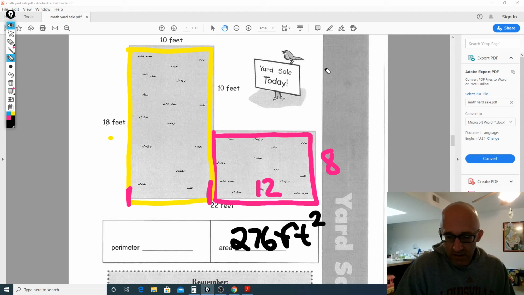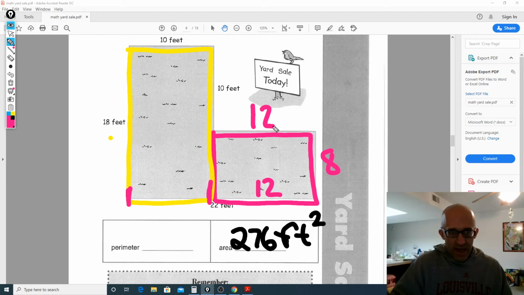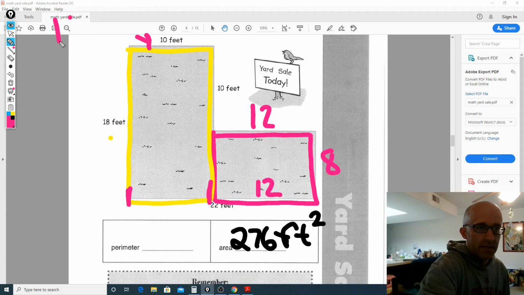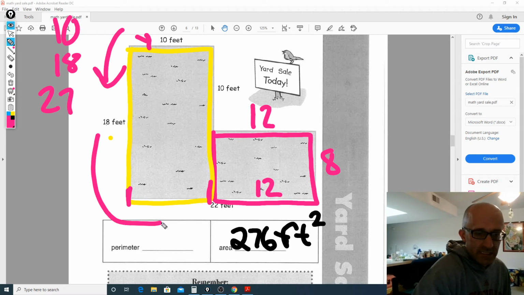The only thing you have to find now is the other side of our rectangle here, which is 12. So, simply put, all you're doing is adding your sides up. Let's start up here. We have 10, and we're going to move down this way. So 10, 18, and then 22, then 2, over to 8, up to 12, and then to 10.